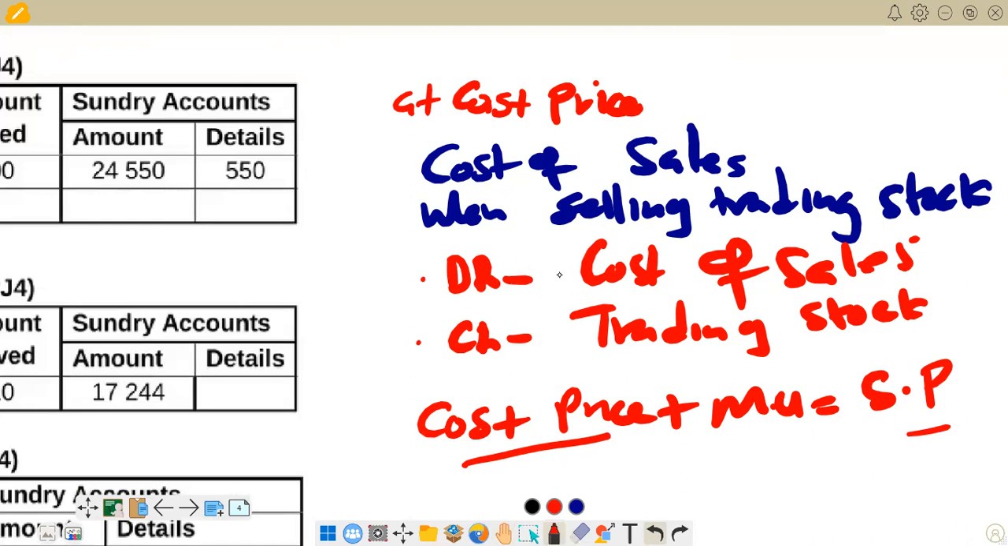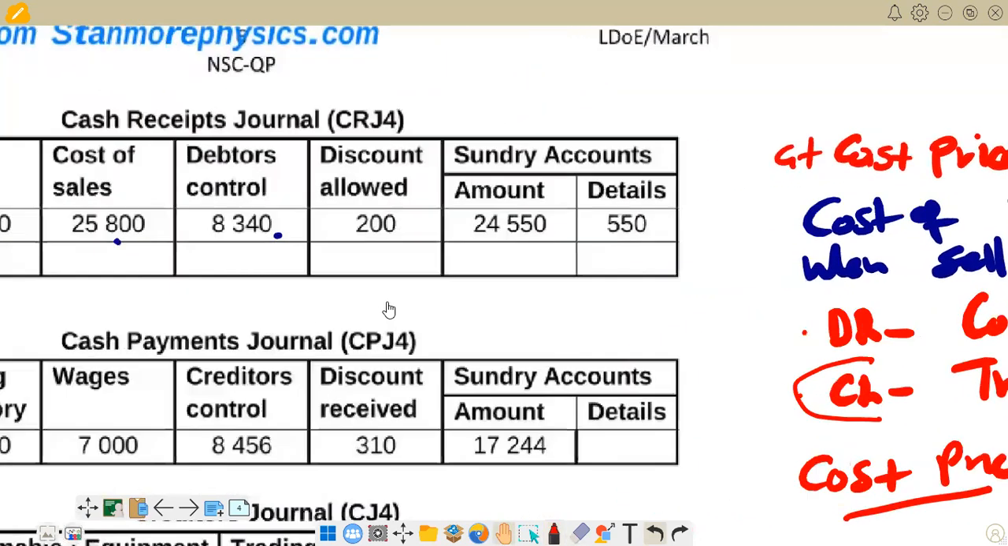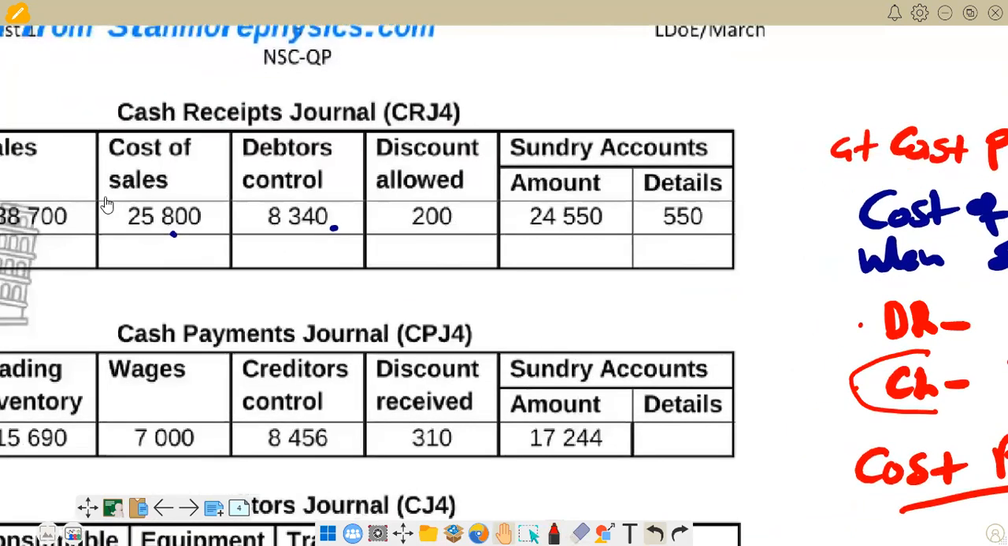So this is what we have in terms of this double entry. Here we don't have a cost of sales account, but we have a trading stock account. So we are going to credit the trading stock account with the figure that we have there. On the cash receipts journal, we have cost of sales here, 25,800, and we are saying trading stock we credit. So we go to the credit side of the trading stock account and enter that one, 25,800.